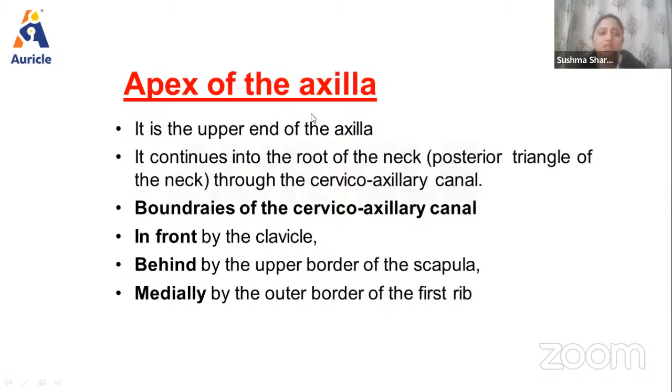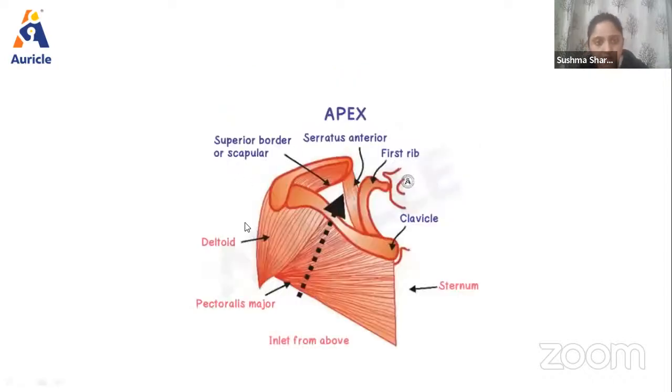Then the apex of the axilla. Apex is upwards, right? It is the upper end of the axilla. It continues into the root of the neck, that is up until the posterior triangle of the neck, through the cervico-axillary canal. Next, what are the boundaries of the cervico-axillary canal? In front, it is bounded by the clavicle. Behind, it is bounded by the upper border of the scapula, and medially by the outer border of the first rib.